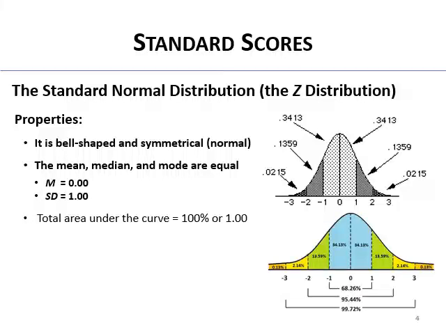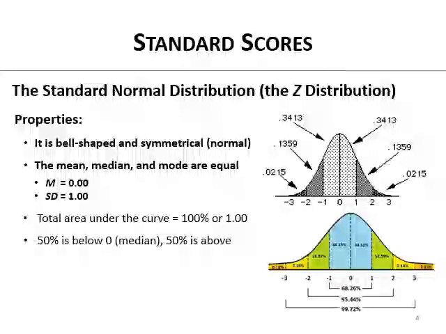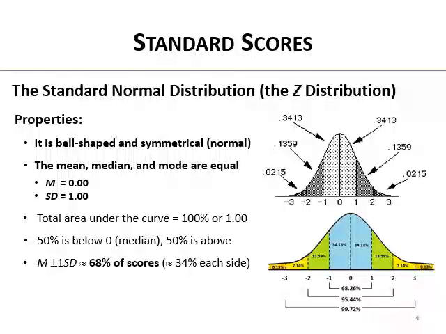The total area under the curve of the z-distribution is 100%. I mean, it's like that with every distribution, actually. But it's important to note that, so 100%, or a proportion of 1. Because the median is the median, 50% of scores are below the median and 50% are above. Well, what's the median? 0. So 50% of scores in the z-distribution are less than 0, 50% are above 0.